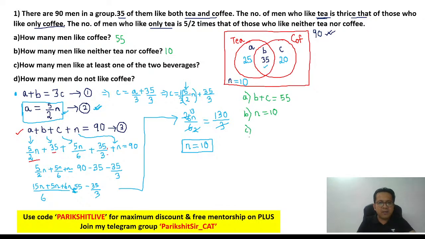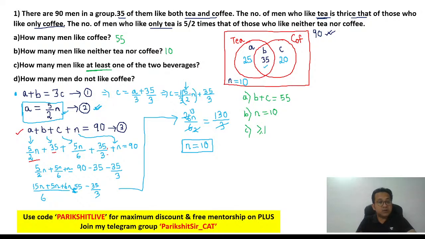Next, how many men like minimum one of the two beverages? Minimum one. Now think about it. At least means minimum. So the question is saying minimum one of the two beverages. So minimum one of the two beverages is nothing but, think about it, minimum one, but greater than or equal to one.